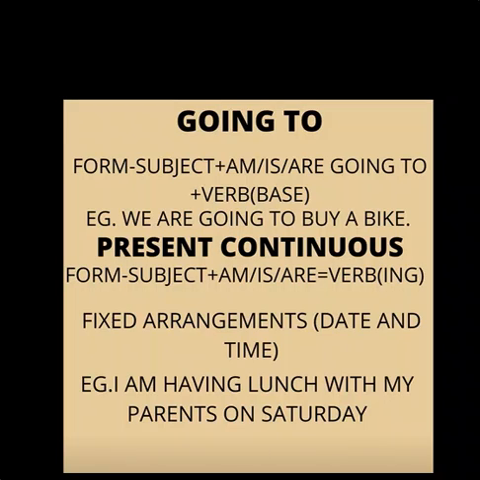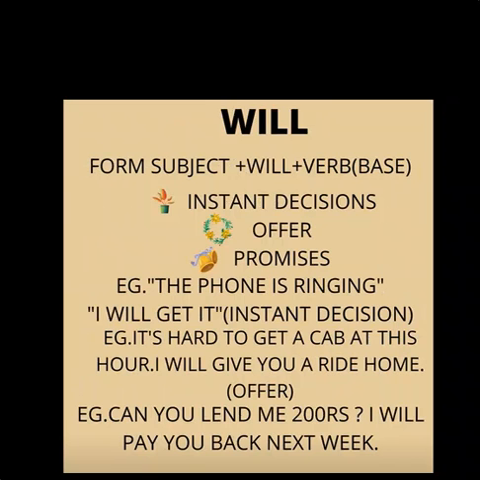Next is present continuous tense. The form is subject plus am or is or are. Verb should be in ing form. For fixed arrangements, we use this present continuous. For fixed arrangements, date and time should be mentioned. For instance, I'm having lunch with my parents on Saturday. So here the date and time is mentioned. On Saturday, I'm going to have lunch with my parents. So it's a fixed arrangement. I'm occupied at that time.